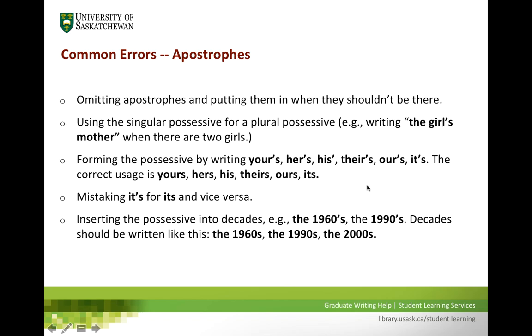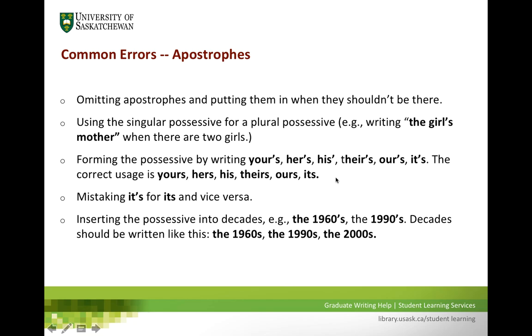Students often will try to form the possessive by adding an apostrophe in the words yours, hers, his, theirs, ours, and its. And of course, these possessive pronouns do not take an apostrophe. And here they are written correctly.